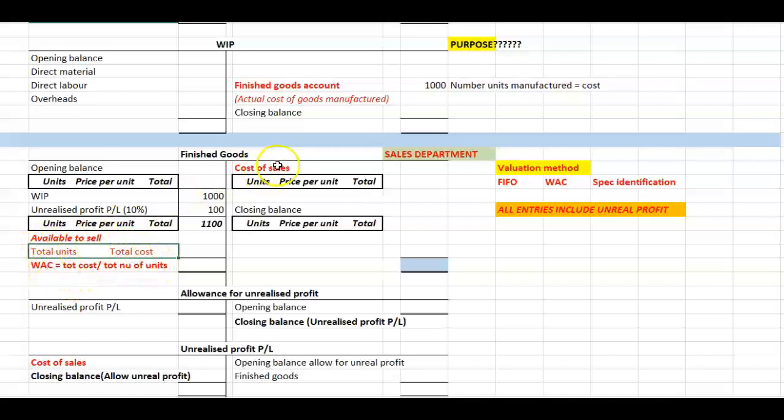What is going to be my cost of sales? The number of units sold multiplied by my weighted average cost per unit. My closing inventory is going to be the number of units on hand at the end of the year multiplied by my weighted average cost per unit. And then this account should balance.